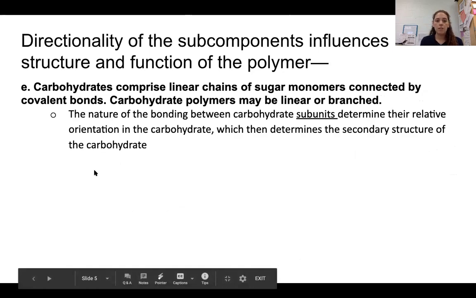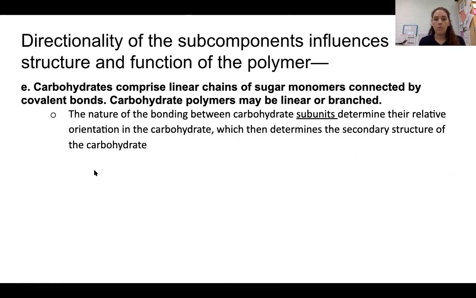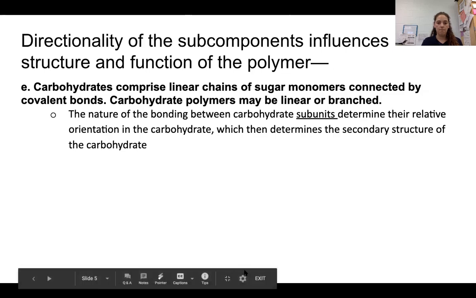We can also see this with carbohydrates, in which the carbohydrate polymer might be linear, just rows and rows of a monomer, a monosaccharide again, or they can be branched. Again, this determines their structure and what they can do. If we look at cellulose, it's very long and linear. That's what's in the cell walls of plants. If we look at starch, though, that's going to be more branching. That's a storage structure.